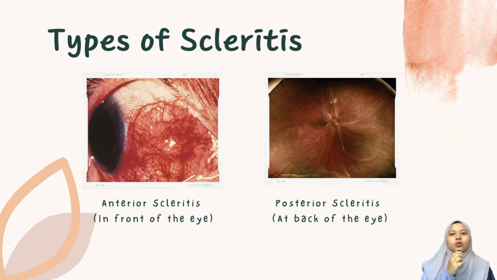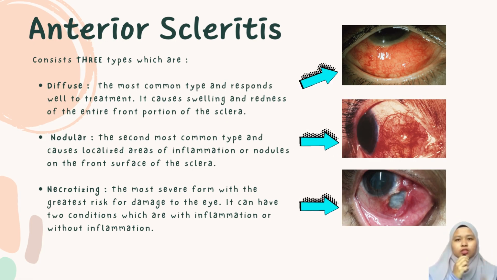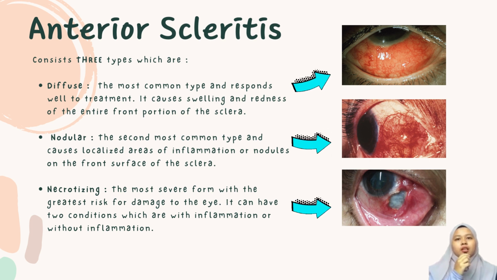But in this video, we will be focusing on anterior scleritis. Anterior scleritis has three types, which are diffuse, nodular, and necrotizing. Firstly, diffuse. It is the most common type and responds well to treatment. It causes swelling and redness of the entire front portion of the sclera.